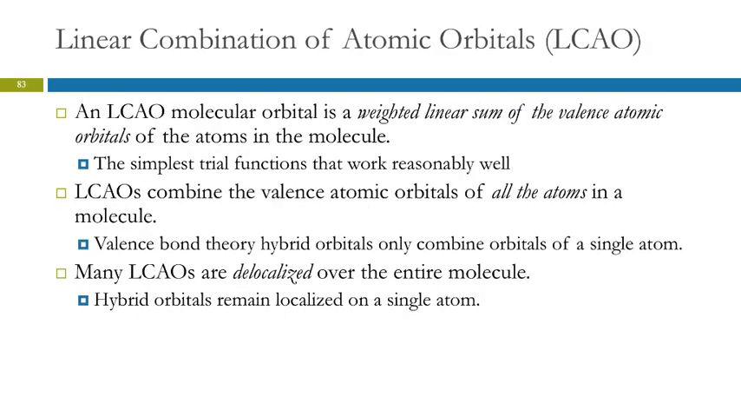So we can look at what's called a linear combination of atomic orbitals. It's a weighted linear sum of the valence atomic orbitals of all the atoms in the molecule. So instead of taking the orbitals on one atom and messing around with those, we're taking all the valence orbitals for all the atoms in the molecule, and kind of hybridizing those. This linear combination is the simplest trial function that works reasonably well.